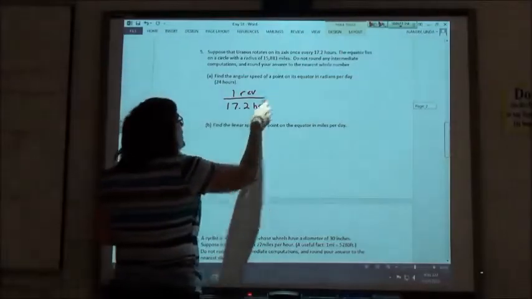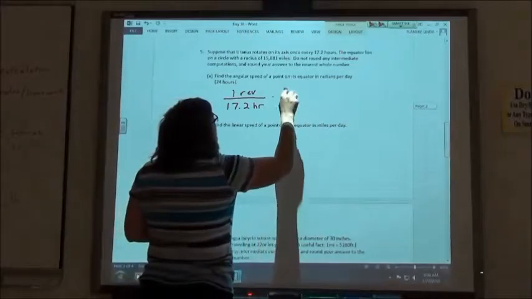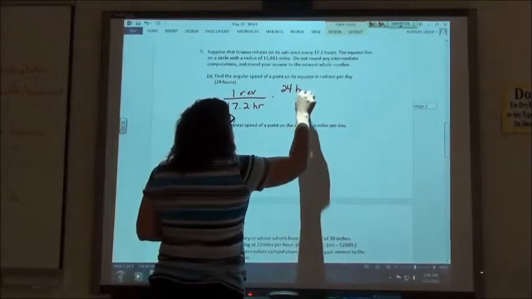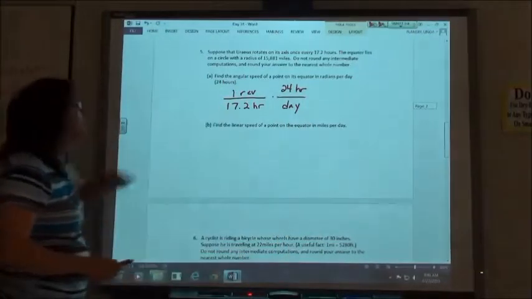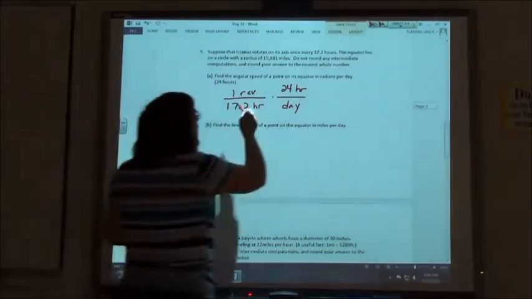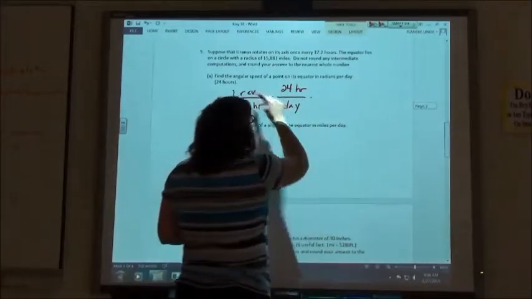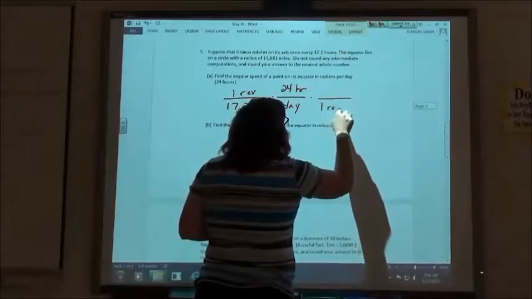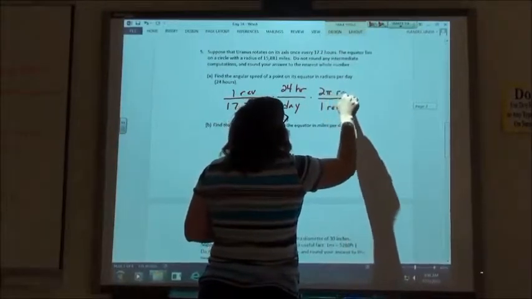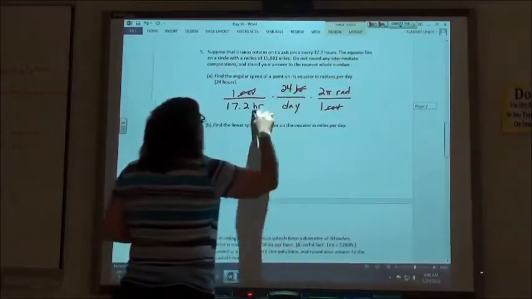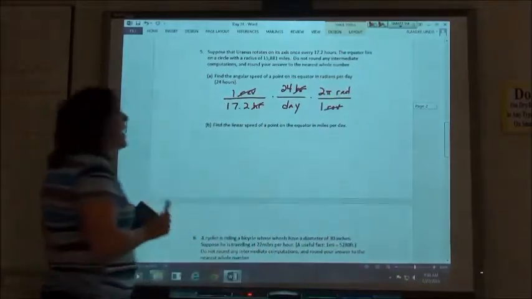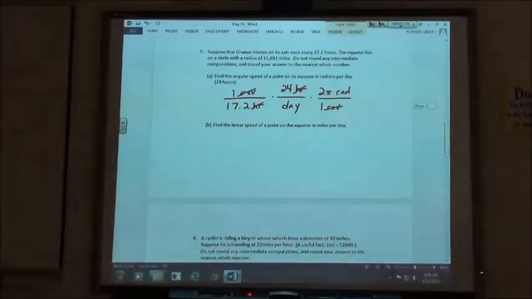So if I first of all deal with my hours, we know that there are 24 hours in a day. So that will give me revolutions per day. We want to change our revolutions into radians, and so we know that 1 revolution is 2 pi radians. So their revolutions cancel out, our hours cancel out, and we get radians per day for our units. So we end up taking 24 times 2 pi.